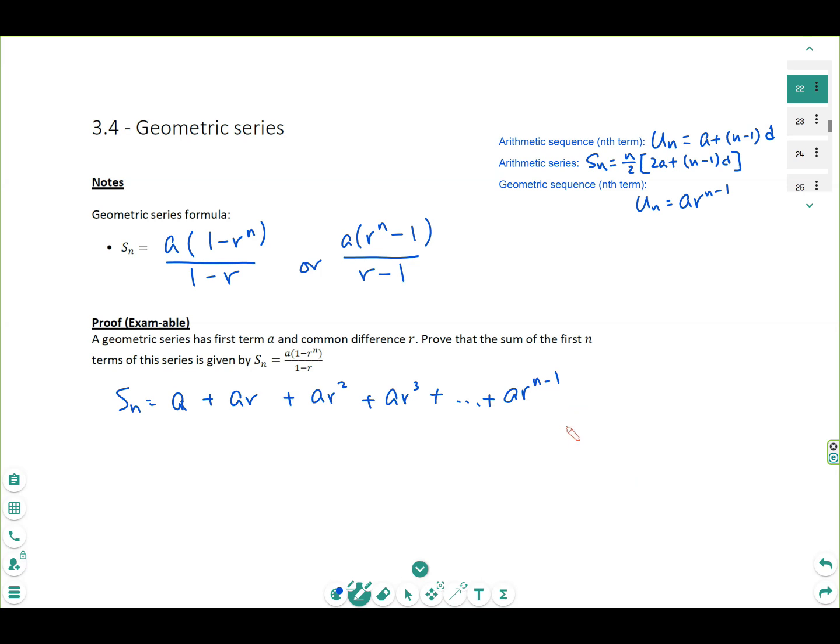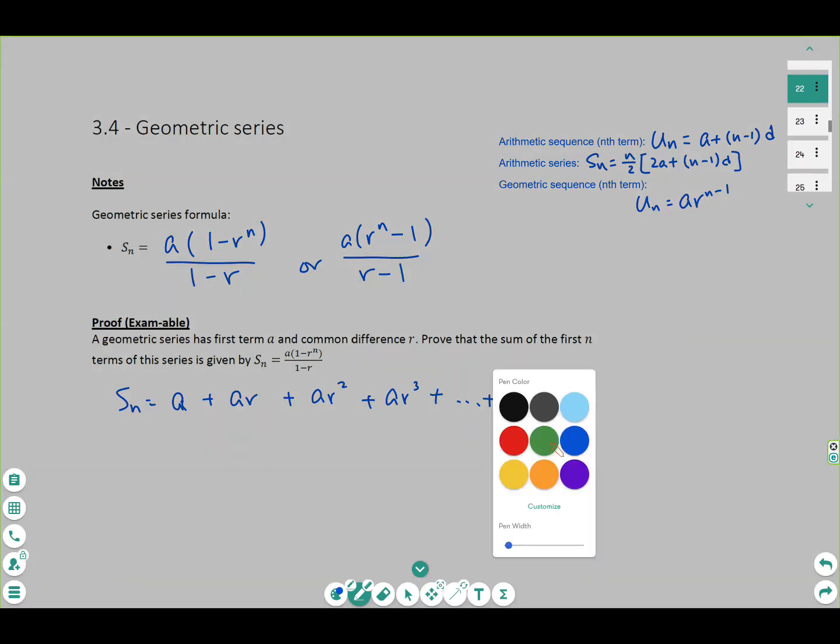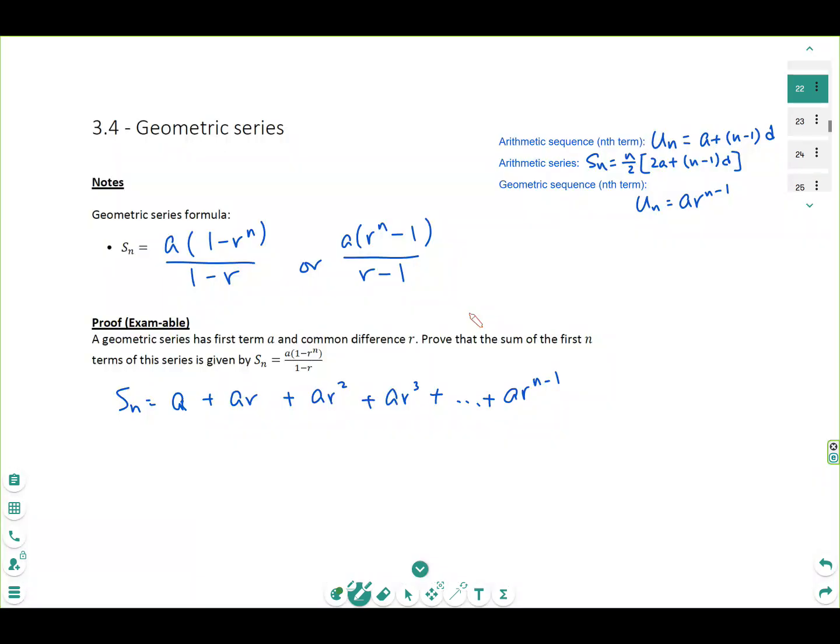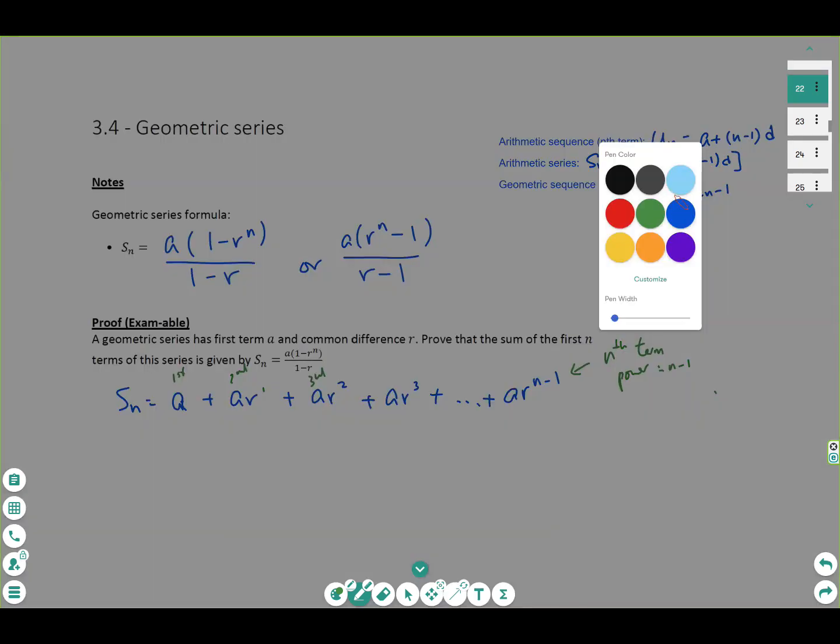Now, not to the power of n, because if you look at the power of r in relation to the position of a term, you can see the first term is r to the power of 0, the second term r to the power of 1, the third term r squared. That's why in the nth term, the power is n minus 1, not n. Just to make you aware of that.